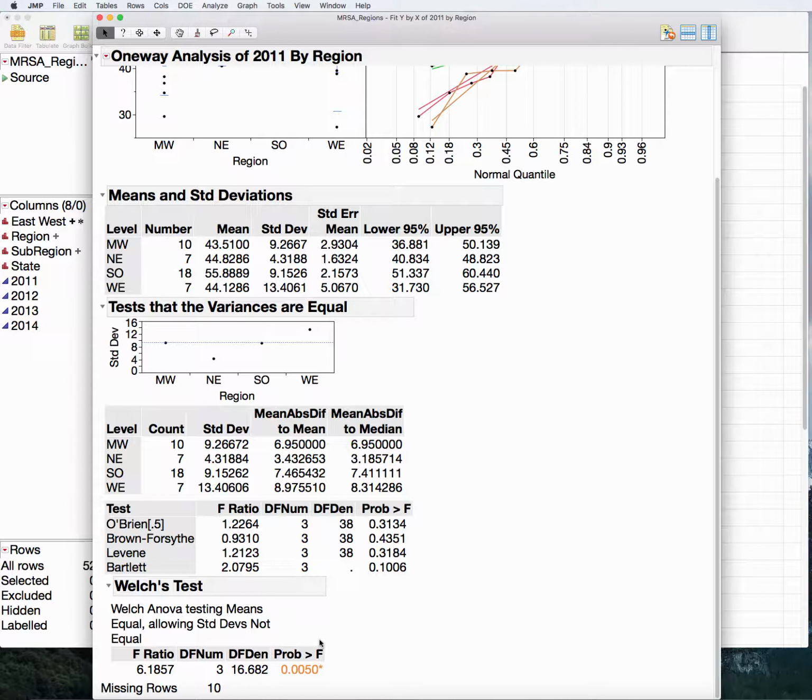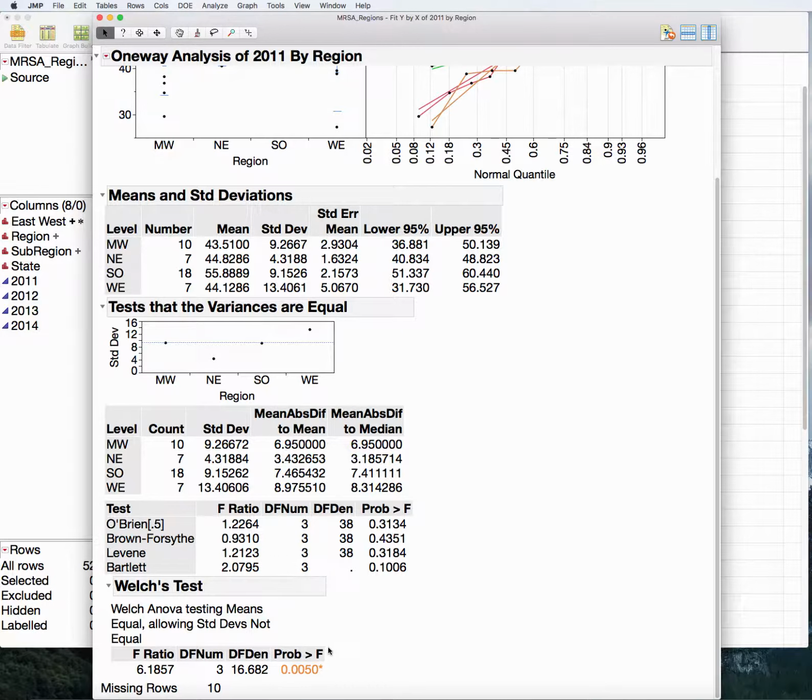If you report the Welch ANOVA, you can simply report the p-value and say that you did a Welch ANOVA, or you can report the F with 3 and 16.7 degrees of freedom. That decimal place in the degrees of freedom will indicate it's an unequal variance test. Do not round your denominator degrees of freedom to a single integer value. That would imply an equal variance test. You will report Welch ANOVA, p-value 0.0005, indicating that there is a statistically significant group difference for 2011 results by region.